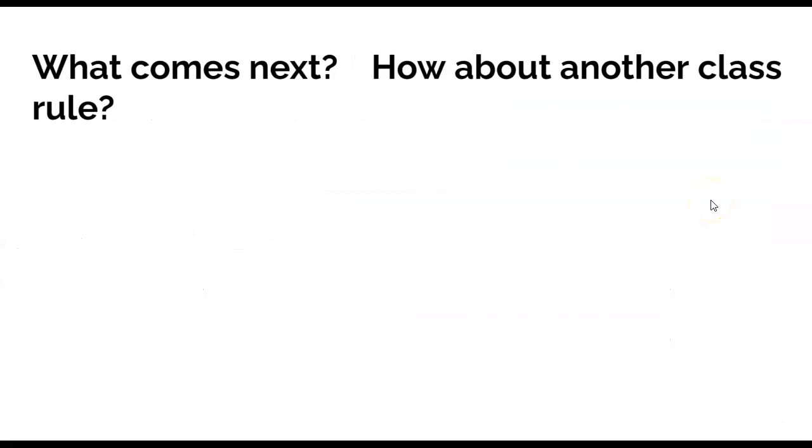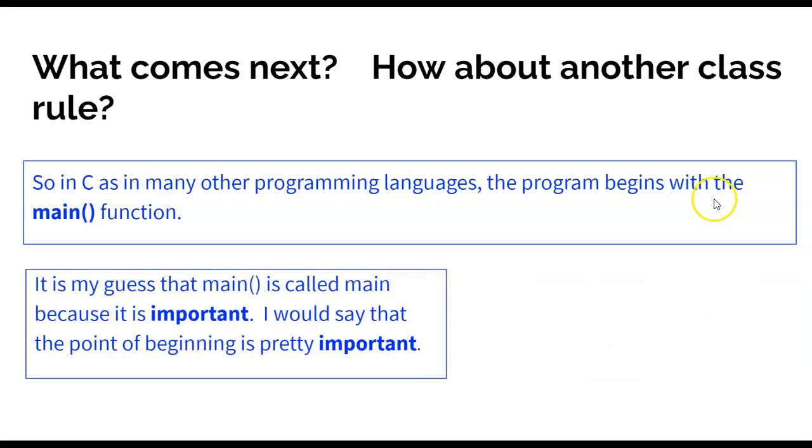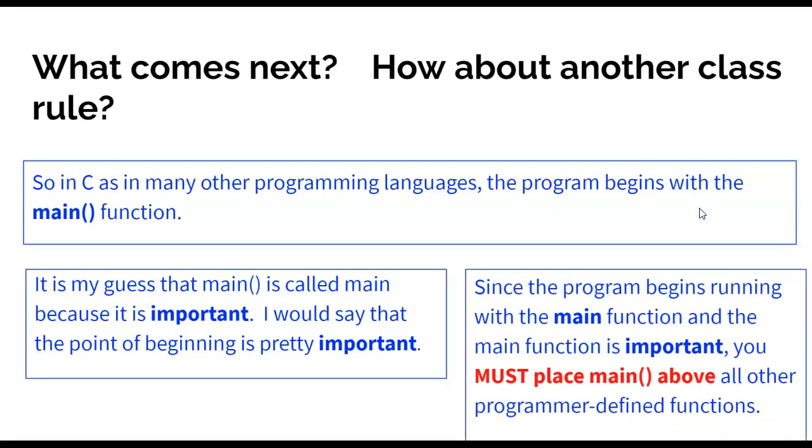So after our preprocessor directives, what comes next? Well, here's a class rule. In C, as in many other programming languages, the program always begins with the main function. It's my guess that main is called main because it's important. I would say it is important because it's where your code actually begins. So when I open your code, after your preprocessor directives, the next thing I need to see every single time is your main function. All other functions are written below main because they're not as important as main, so main's first. The class rule is: main is the first function in every code you submit.